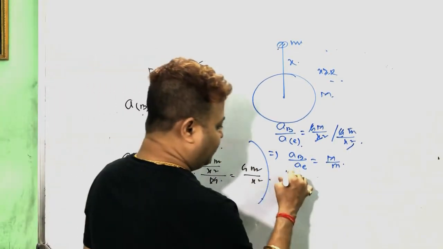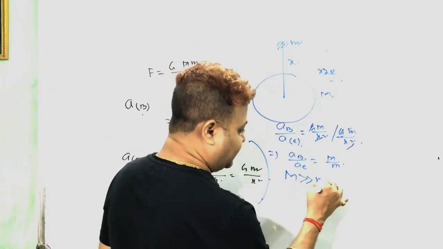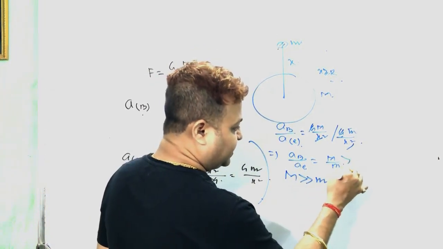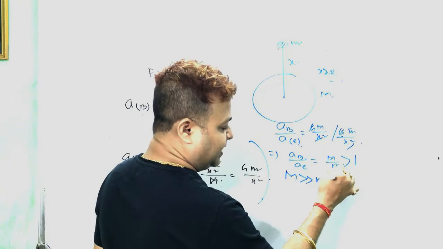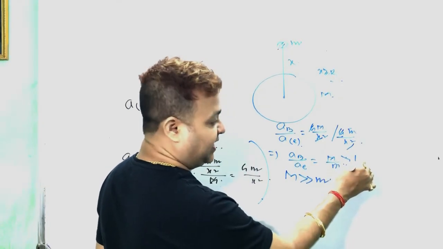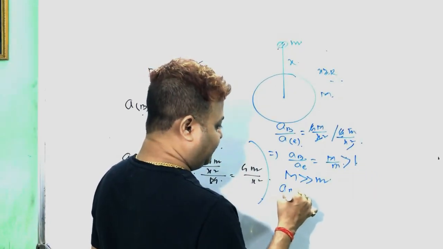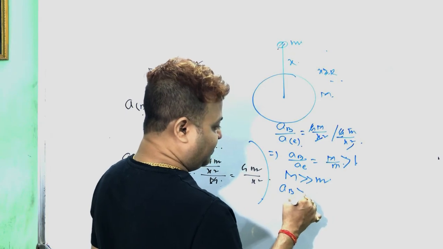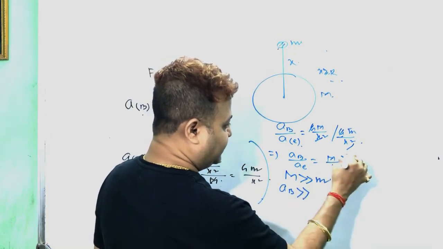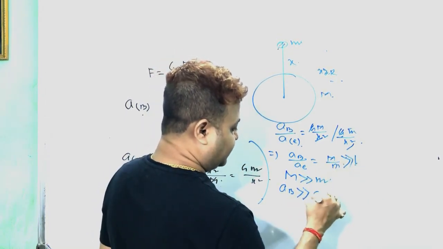The mass of the earth is much greater than the mass of the body, so this ratio must be greater than 1. So the acceleration of the body must be much greater than the acceleration of the earth.